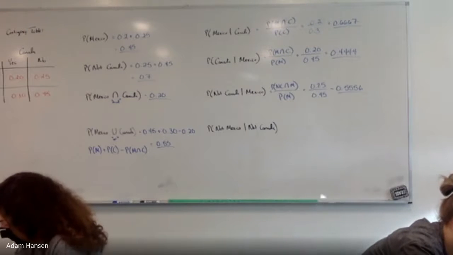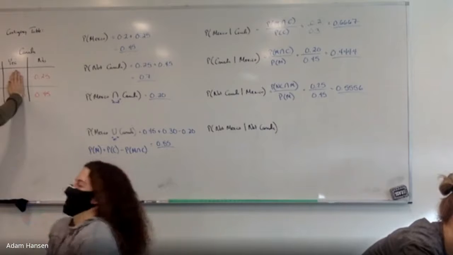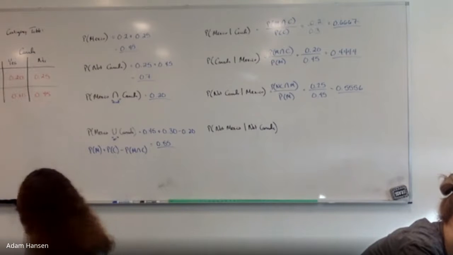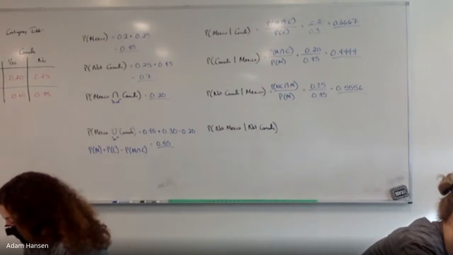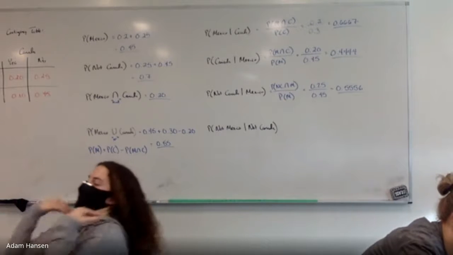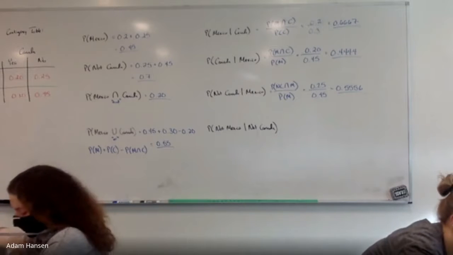So not Canada would be 25 and 45? Yeah. So I have to live in this right hand column. So that would be, what is that, 70%? Oh, yeah. No. Out of the probability of not Canada, what would be not Mexico and not Canada up on top?